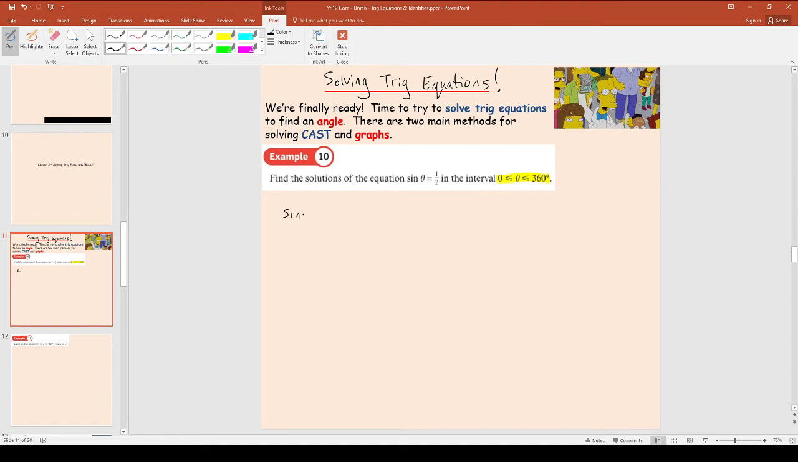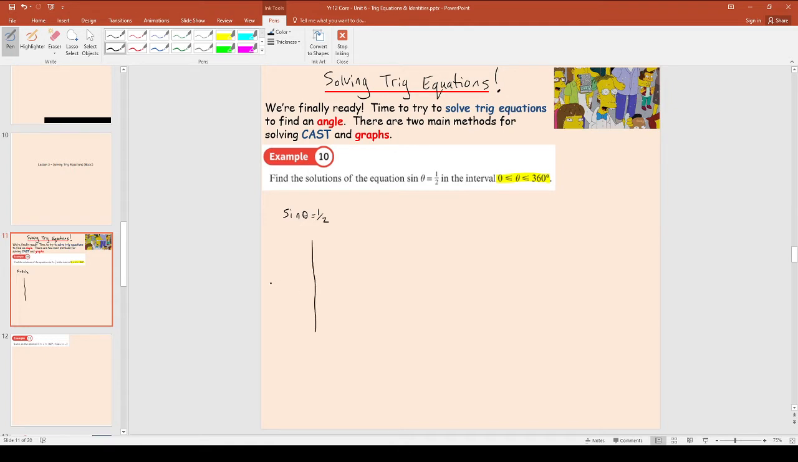So let's do it. Sine theta equals a half. We're going to go with my method first, and it's the CAST method. I'm going to make you guys initially do it my way with me, so your notes will have both ways, but then I'll give you the option after today.